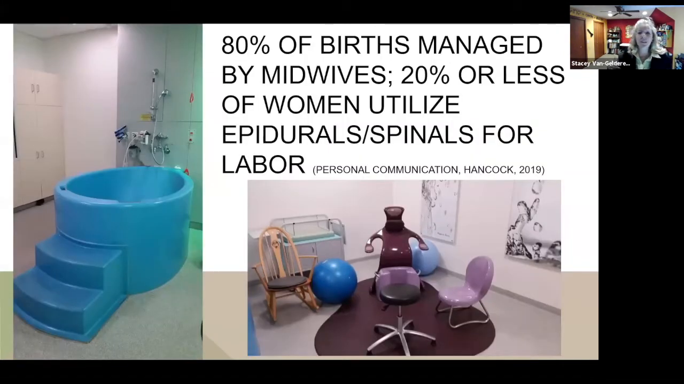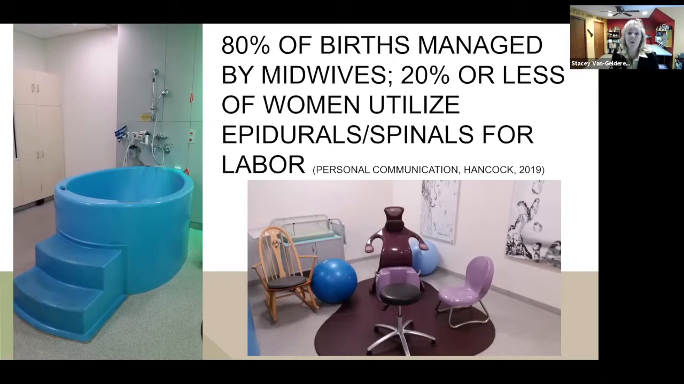When I was working in the United Kingdom with a midwifery researcher, Dr. Angela Hancock, I learned that there's really a vast difference in pain management during labor and delivery between the United States and the United Kingdom. Dr. Hancock had reported to me that about 80% of births there are managed by midwives. And about 20% of those women utilize epidurals or spinals for labor. And that's a really stark contrast to the US.